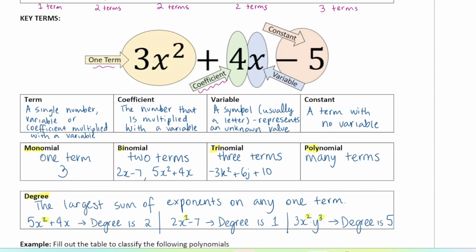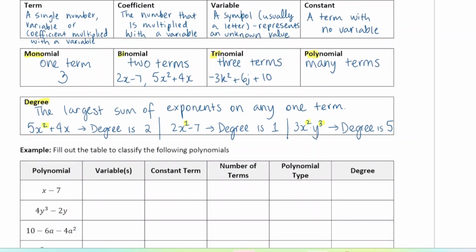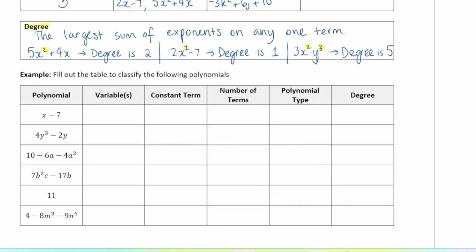Okay, great. So that's a lot of key terms thrown at you there. Let's practice using all of those. Okay, so I have some different polynomials on the left, and then we're going to fill out this table with all the information using all of those words we just learned. So if you feel pretty confident, you could pause the video here and try this on your own and then come back and check.